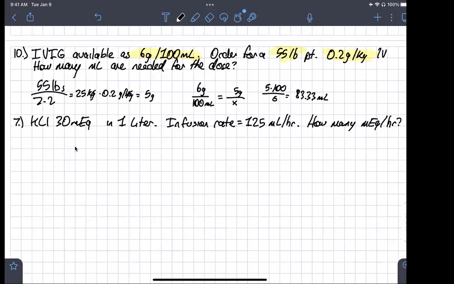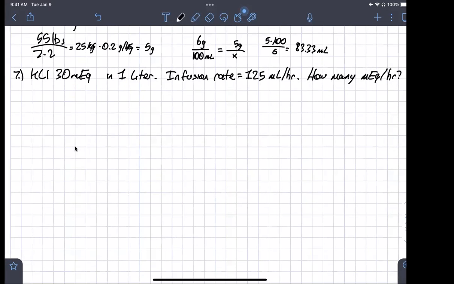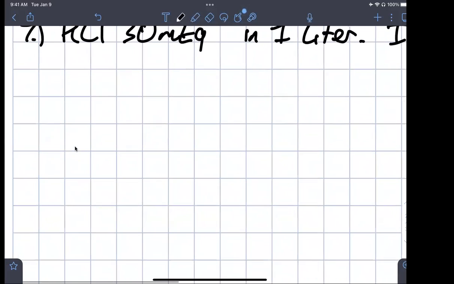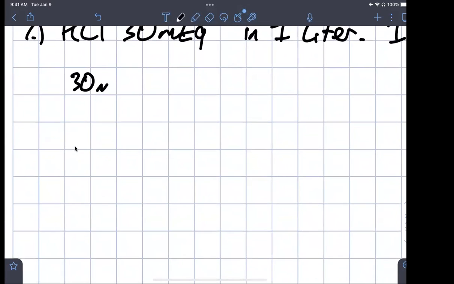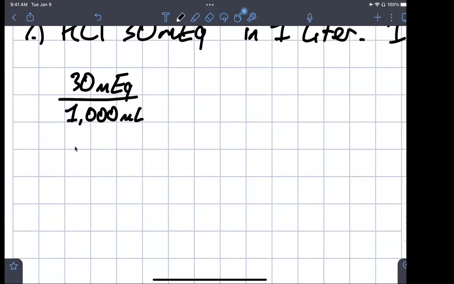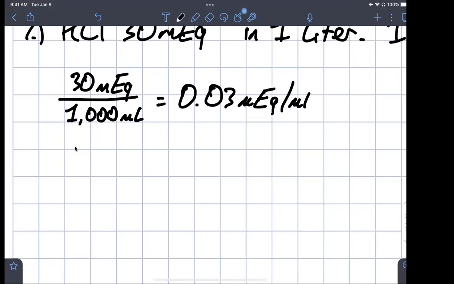Okay, so we know we have 30 milliequivalents in 1 liter. We know we're pushing it out at 125 mils per hour. We need to know how many milliequivalents per hour. So what we'll do is we'll take our drug and we'll put it in our solution, which by the way is 1,000 mils. 1 liter is the same thing as 1,000 mils. And so if we do this calculation, it's going to tell me exactly how many milliequivalents are in 1 single milliliter. And that is 0.03 MEQs per mil.